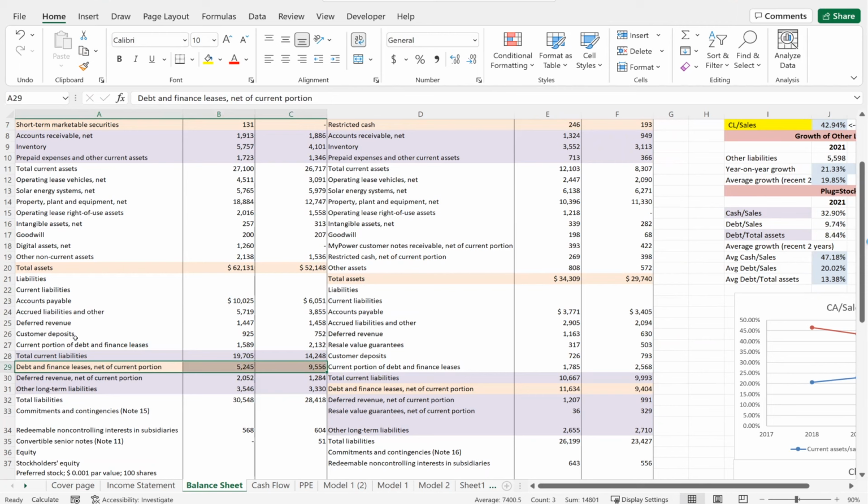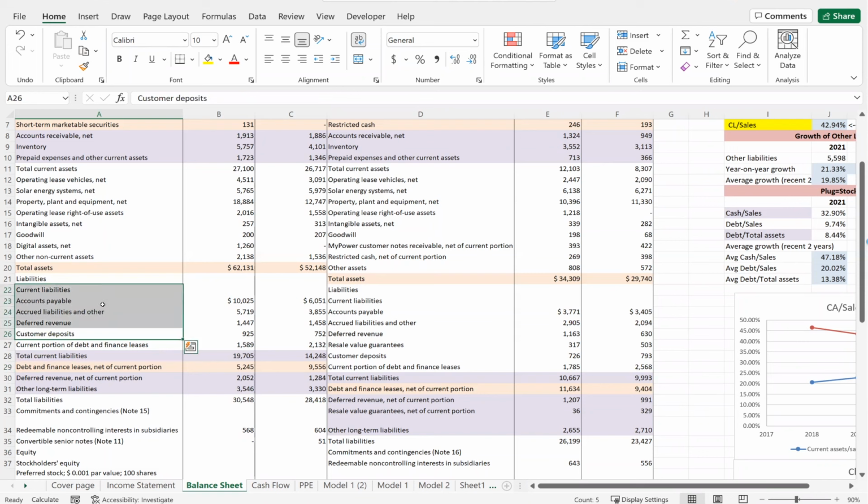But there's one more financing activity. Here, current portion of debt and finance leases. This could also be related to the financing activity of the firm. Others can be seen as operating activities or other activities. But here, I think both this current portion of debt and also the debt and finance leases are debt related, financing activity related items.